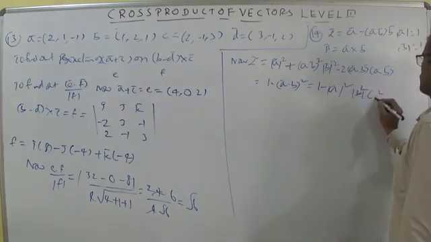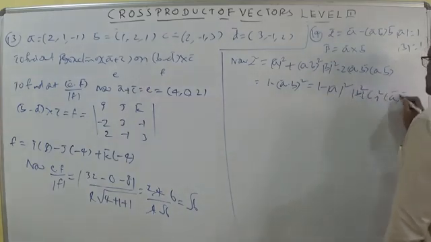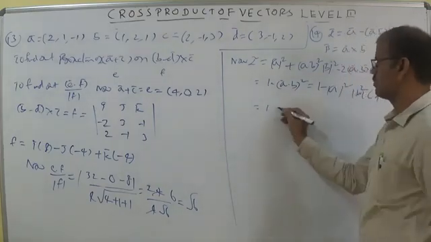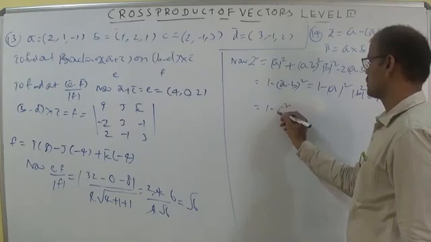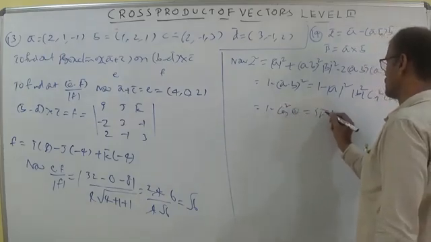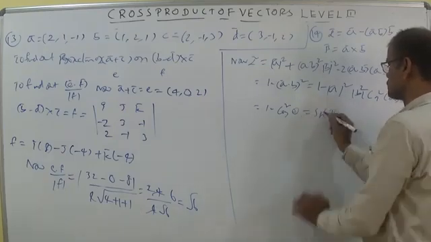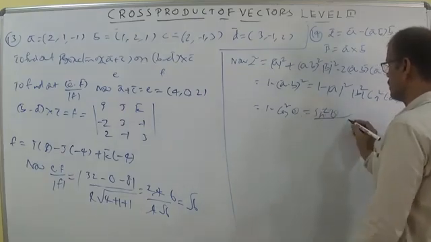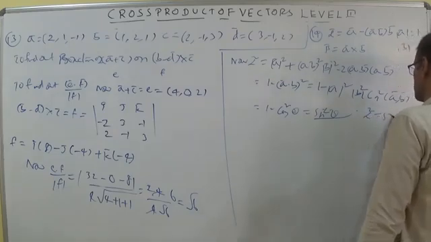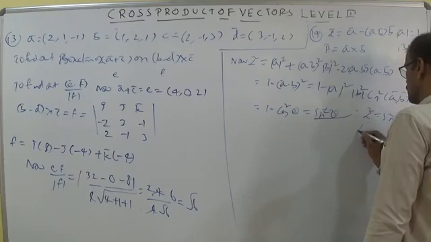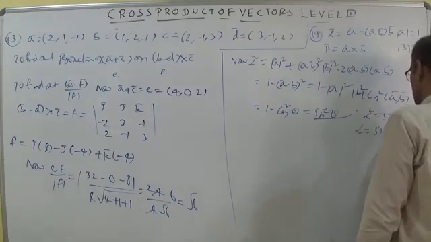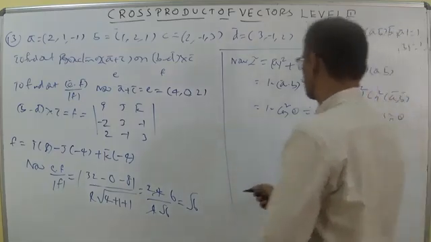Modulus of A square into modulus of B square into cos square (A, B). We know that mod A equal to 1 and mod B equal to 1. Then you can say here 1 minus cos square theta, and you can conclude that it is sin square theta. Therefore, we got the value alpha square is equal to sin square theta. So alpha is equal to sin theta; plus or minus also you can take, but alpha equal to sin theta.